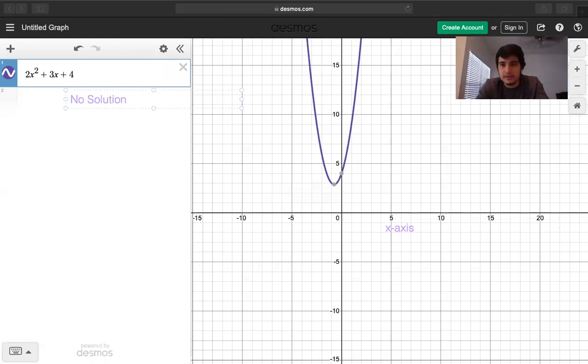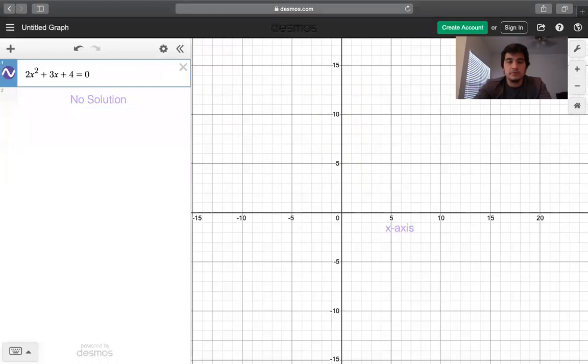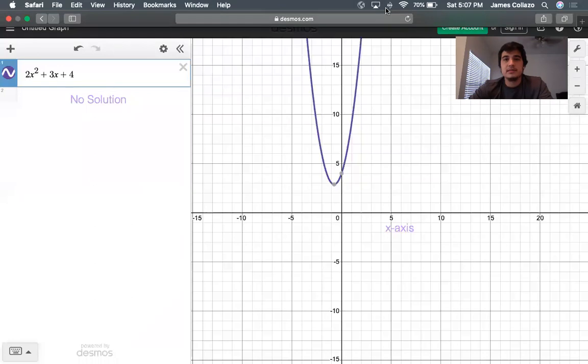You don't have to explain yourself or anything like that, unless they ask you to explain it. You don't have to find any solution because there is no solution. Now if I put equals 0, see what happens? It's gone because there is no solution. There can't be a vertical line because there isn't one. So equals 0, nothing comes up. Hope that makes sense. Now let's go to our last example.